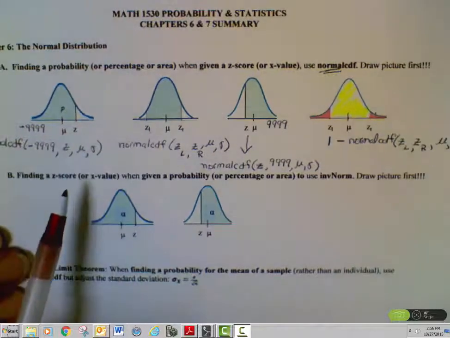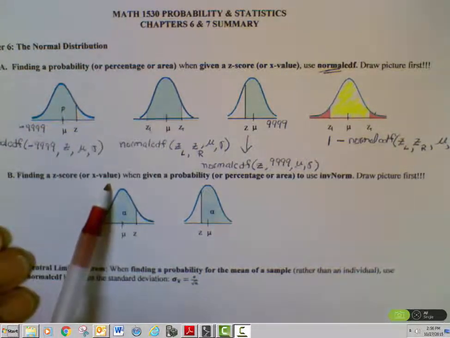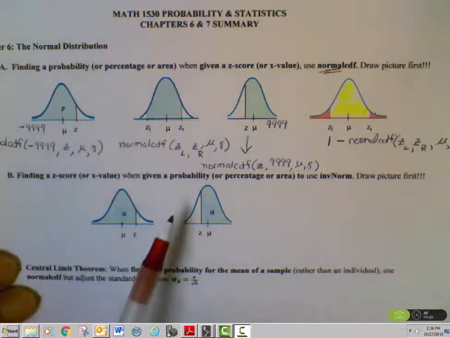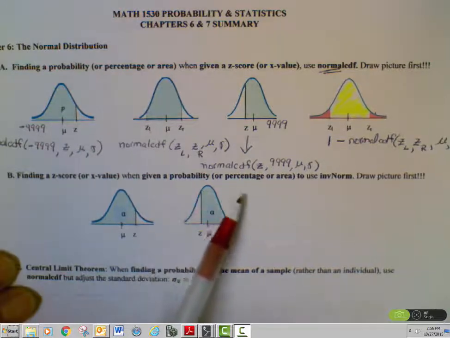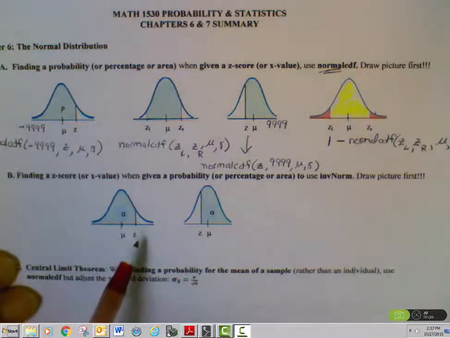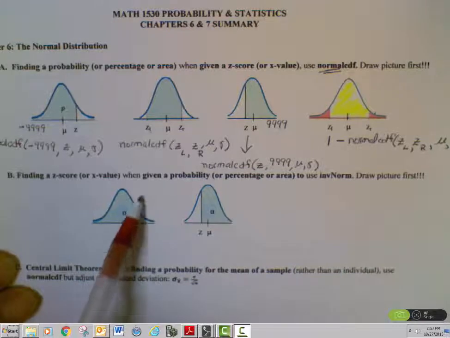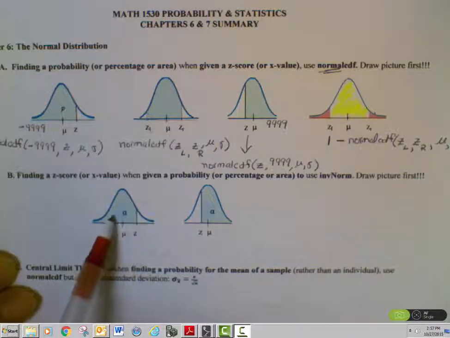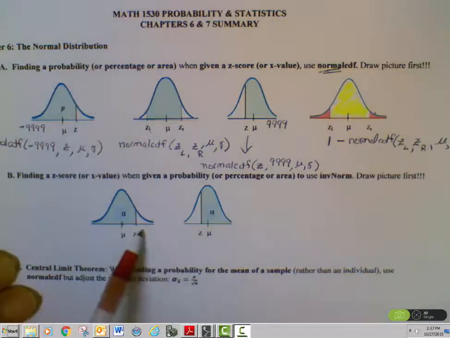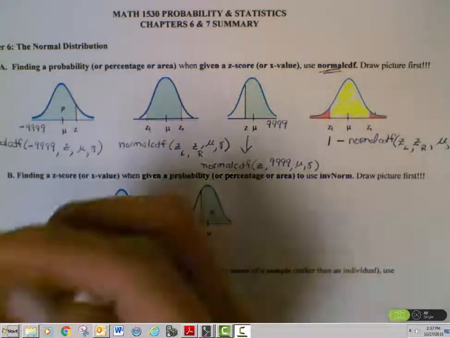But if you ask me for a z-score or an x value, for example, if you ask me for a weight or a temperature or a time, and you give me some probability or some percentage or area, that's when I use inverse norm. You still need to draw the picture. If I give you this diagram, or if I say, find the weight that separates the lightest 90% of men from the heaviest 10% of men, then I'm asking you for a weight. That's when you use inverse norm.